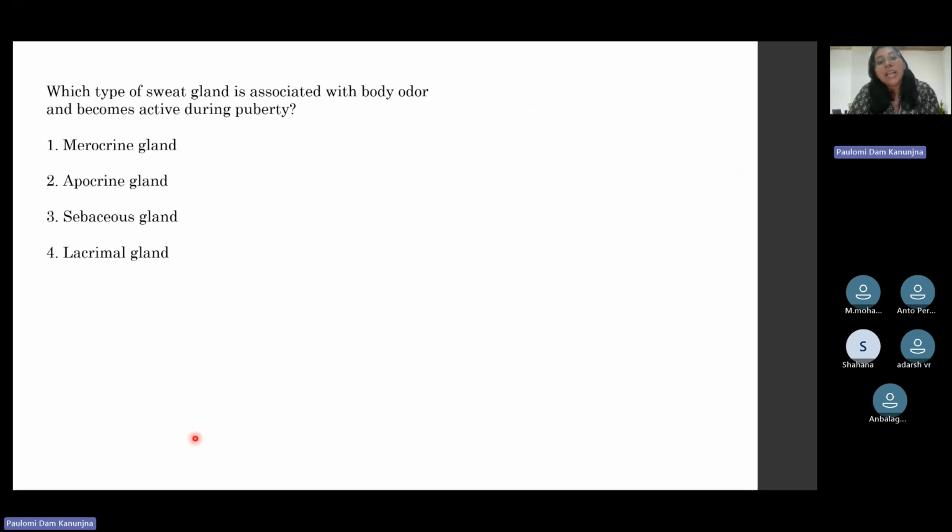So again, skin. Which type of sweat gland is associated with body odor and becomes active during puberty? Sweat glands we know, but what type of sweat glands? And what are the other words? Do you know the other words also?